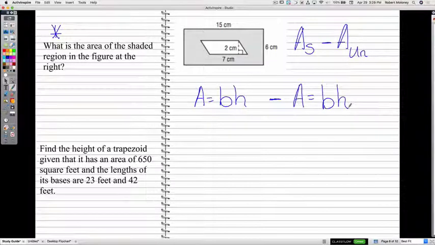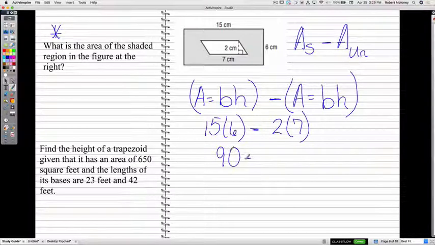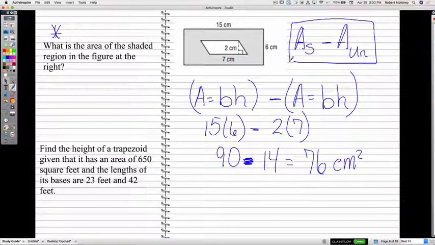So let's plug in the information we do know. I'm really going to think 15 times 6 minus 2 times 7. So I have my base and my height. 15 times 6 is 90, and I'm going to subtract 14. When I get that answer, I know that's 76 centimeters squared. Now that I've got this walkthrough, you really want to just think the shaded figure minus the unshaded figure. This is what you want to figure out. You take the shaded area minus the unshaded area, and you can find your answer that way.